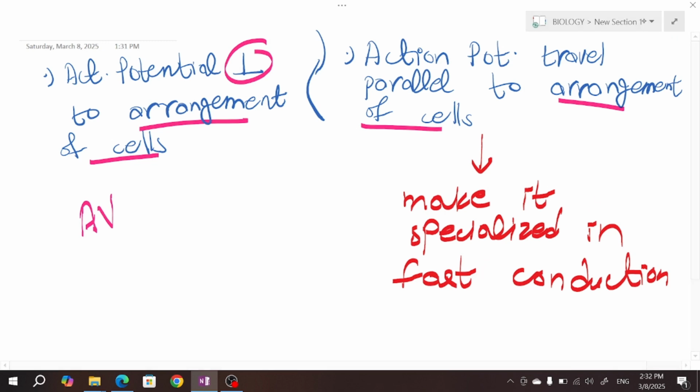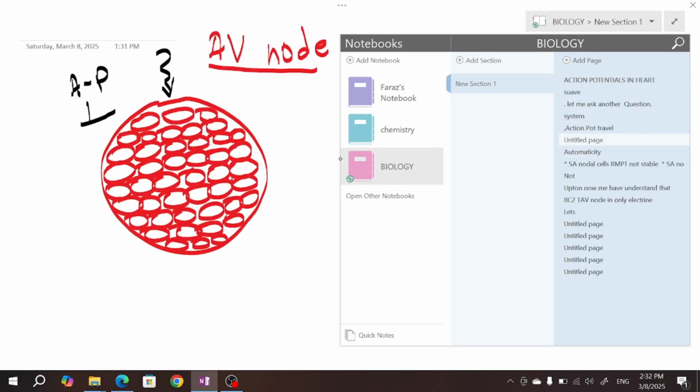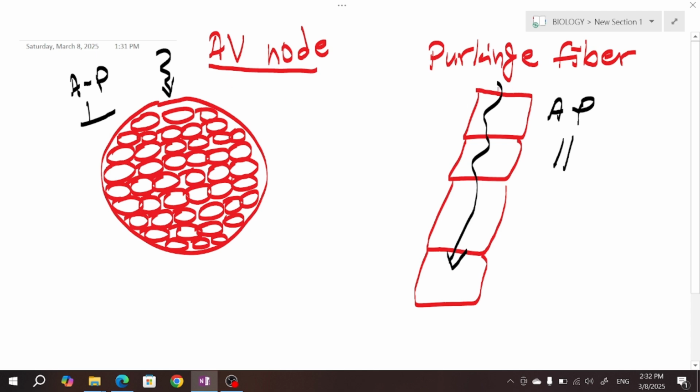Now let's see some diagrams to understand it more clearly. So this is the AV node, this is the Purkinje system. Now suppose this is the AV node and these are the AV nodal cells. These circles represent the AV nodal cells.